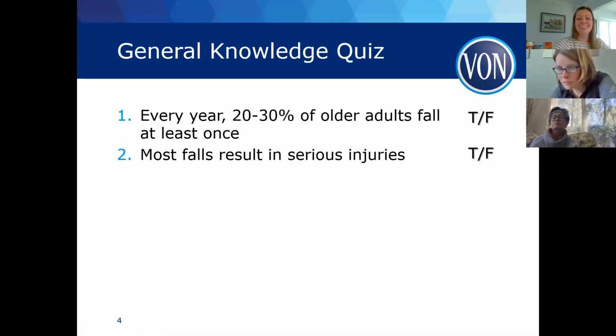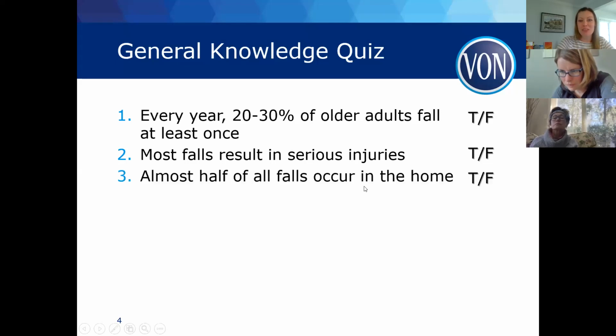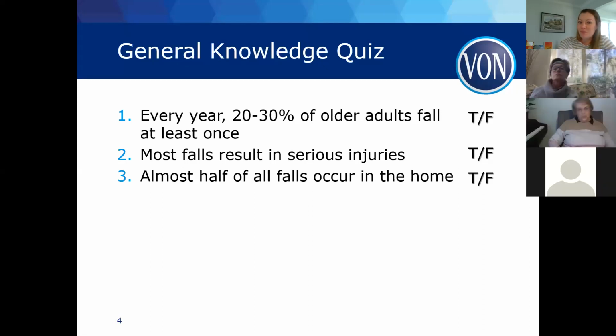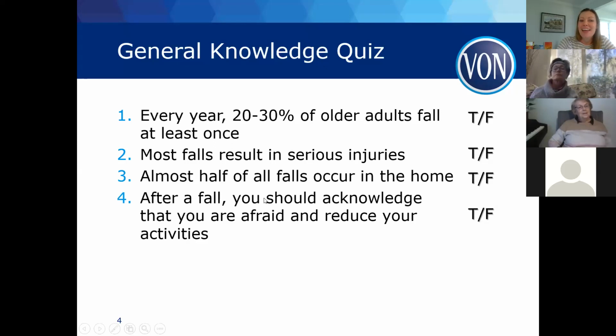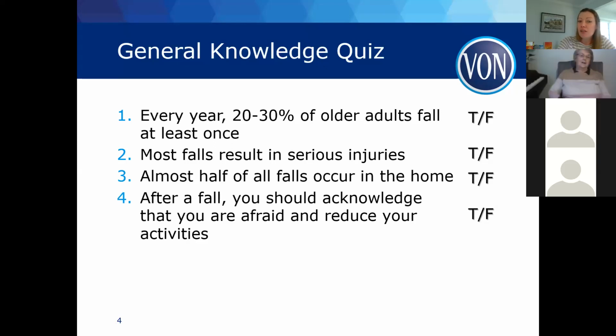Good. Often when we do this with participants, there are some people who say true and some who say false. So we do talk more about this one as we go on. Number 3, almost half of all falls occur in the home. True. Number 4, after a fall, you should acknowledge that you are afraid and reduce your activities. False.